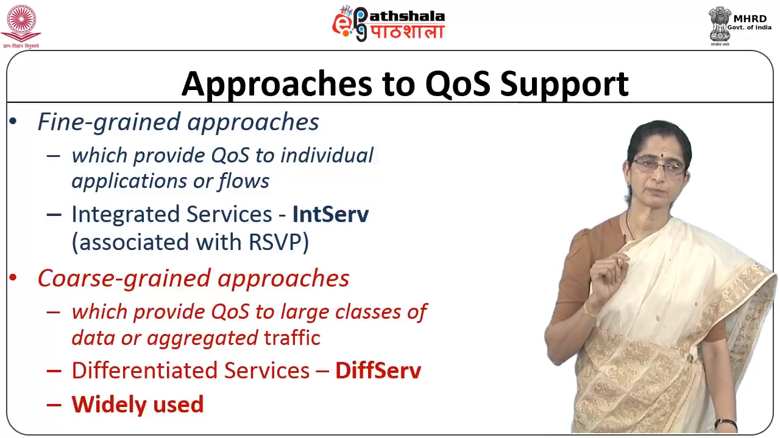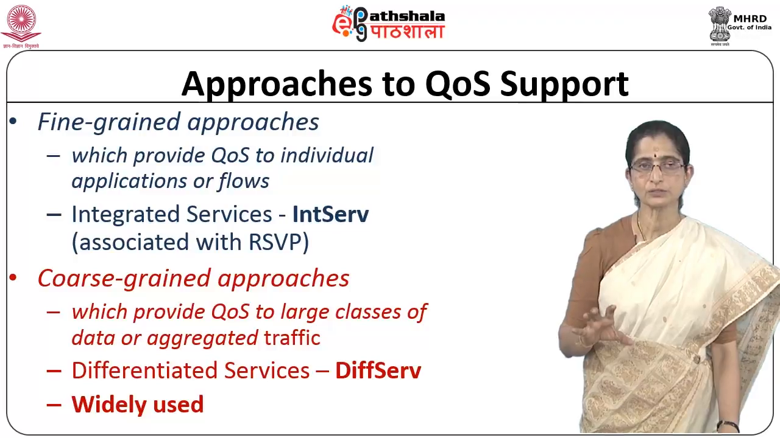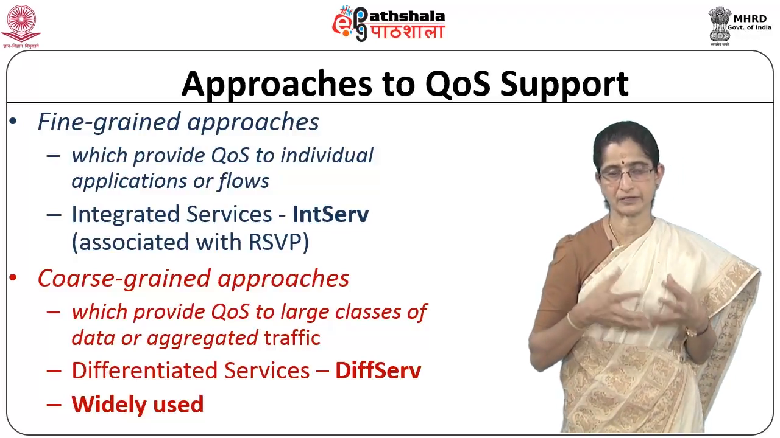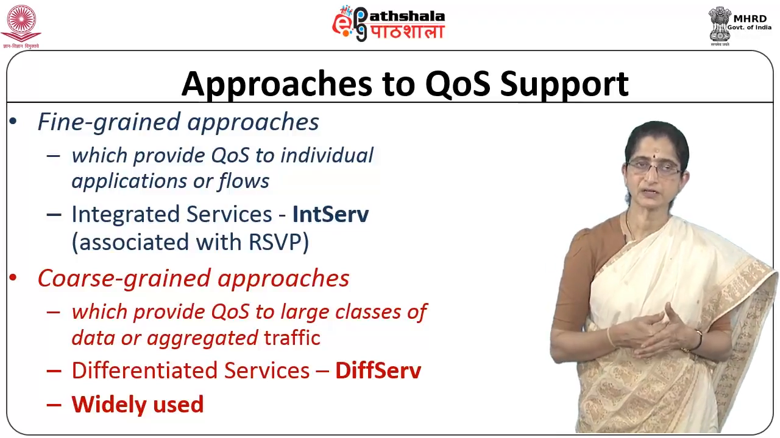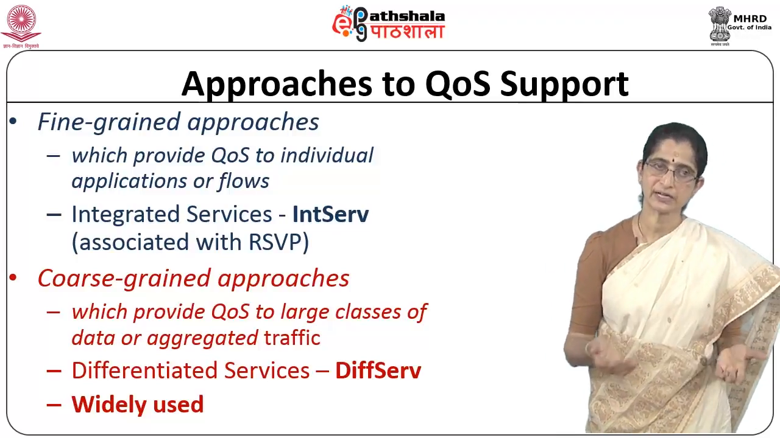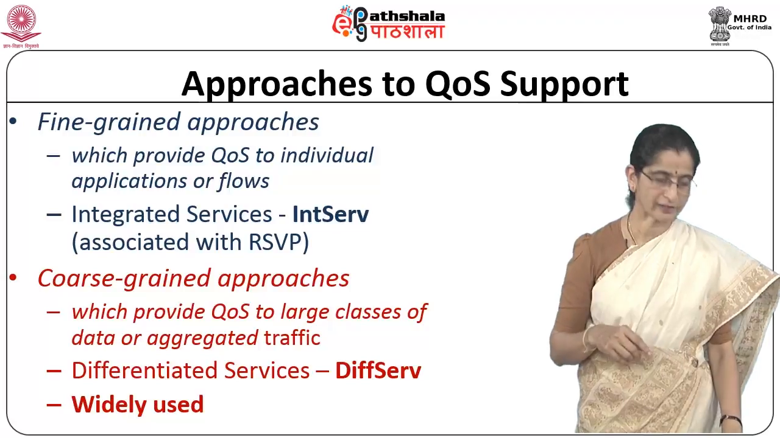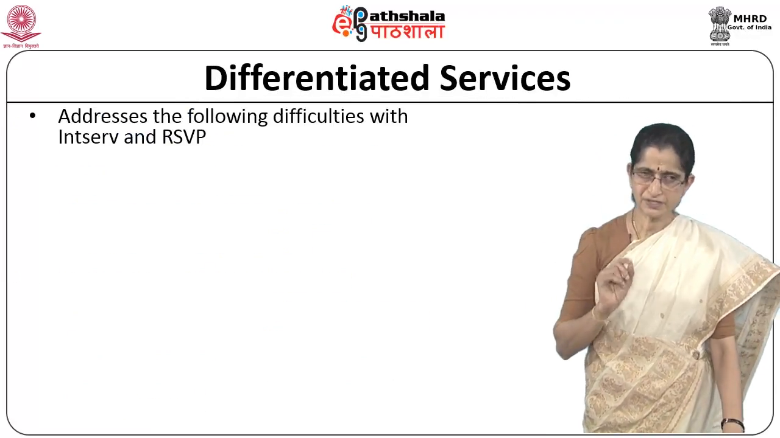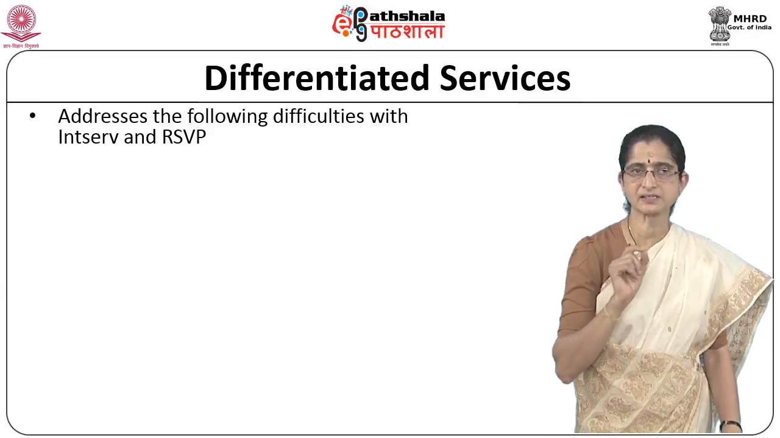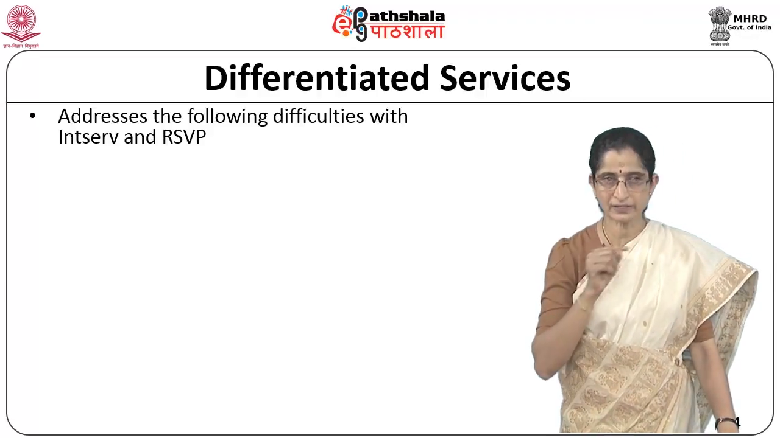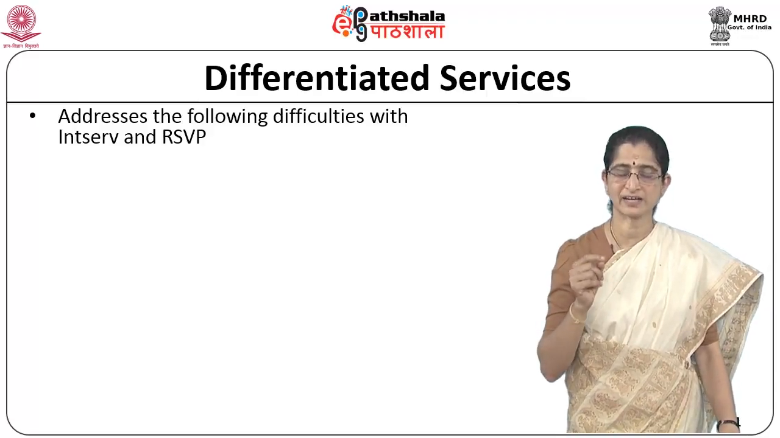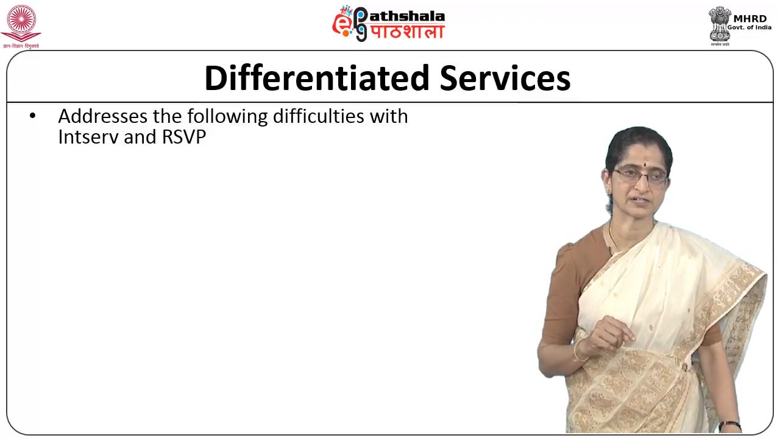In the coarse-grained approach, you provide quality of service to aggregated traffic, or you can say to large classes of traffic. DiffServ is a good example of this approach and this is widely used, which is what we will look at now. Differentiated services in a sense addresses certain difficulties that are there with our IntServ and RSVP protocols. So, let us look at what advantages it has over IntServ.